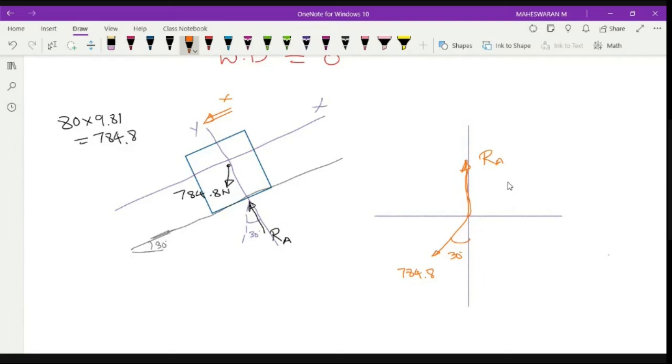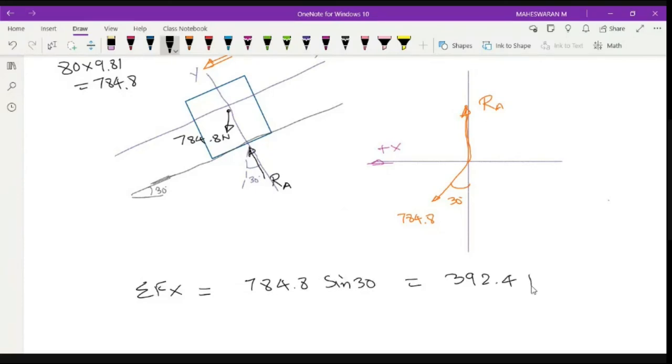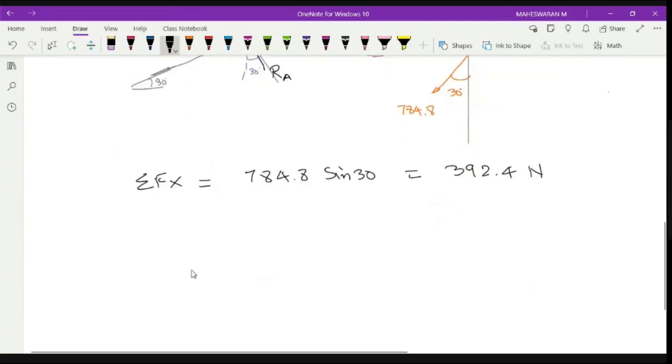So now I am going to consider it is not in equilibrium along the direction of the motion, along this x direction. This is my positive x. Let me identify sigma Fx. There is no need to consider this RA and all, so just directly do it: 784.8 sine 30, which is 392.4 Newton, right?